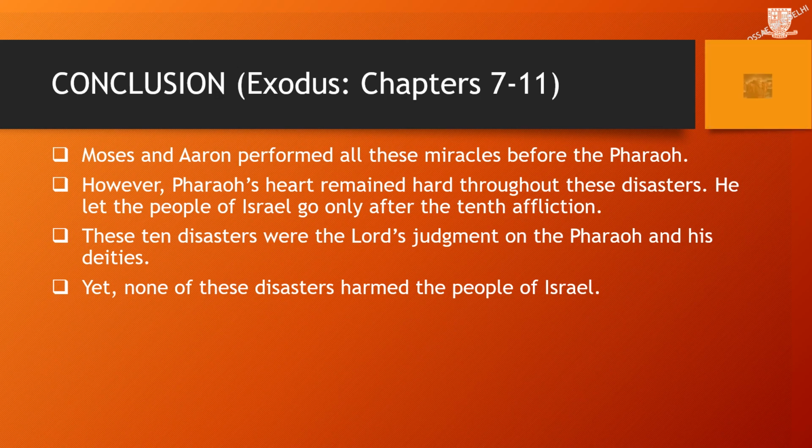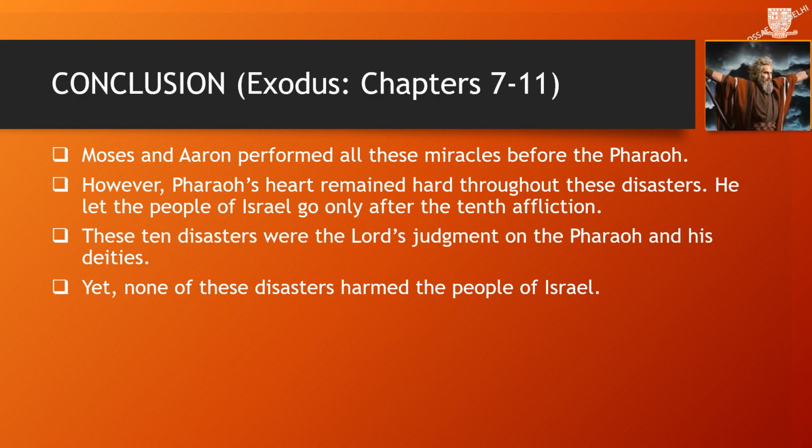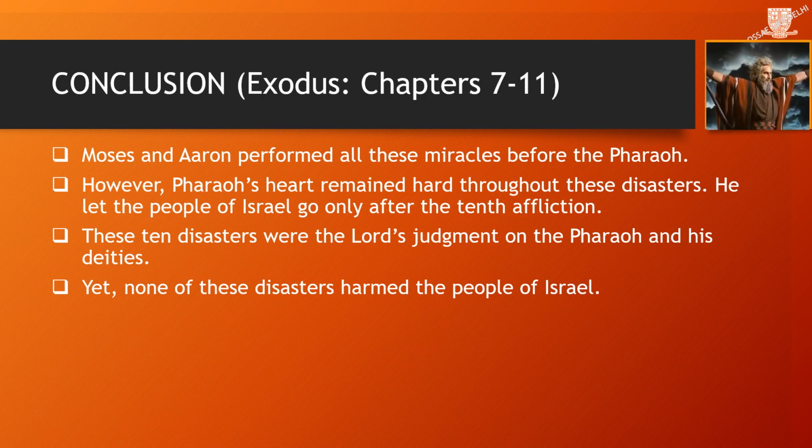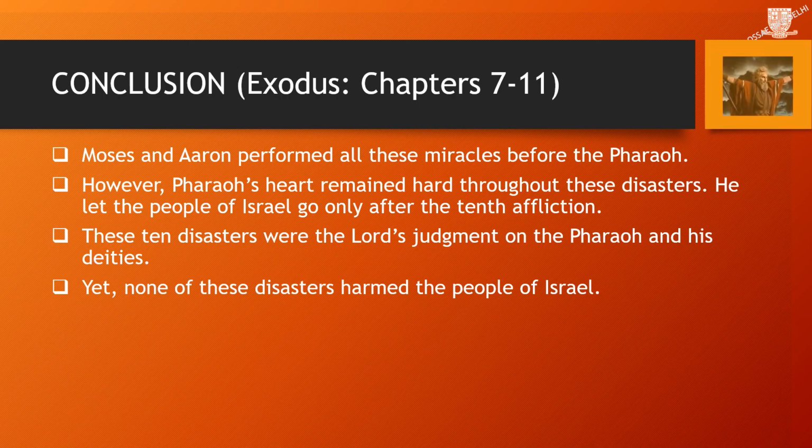Pharaoh had his own set of false gods. If you read the Bible, you will see how they worshipped false gods. They would make gods out of metal, out of gold, out of various things, and they would begin worshipping. So this was God's judgment on Pharaoh and his false gods, his deities whom he served. Yet, we need to remember that none of these disasters harmed the people of Israel. No Israelite was harmed in all these plagues that hit Egypt.